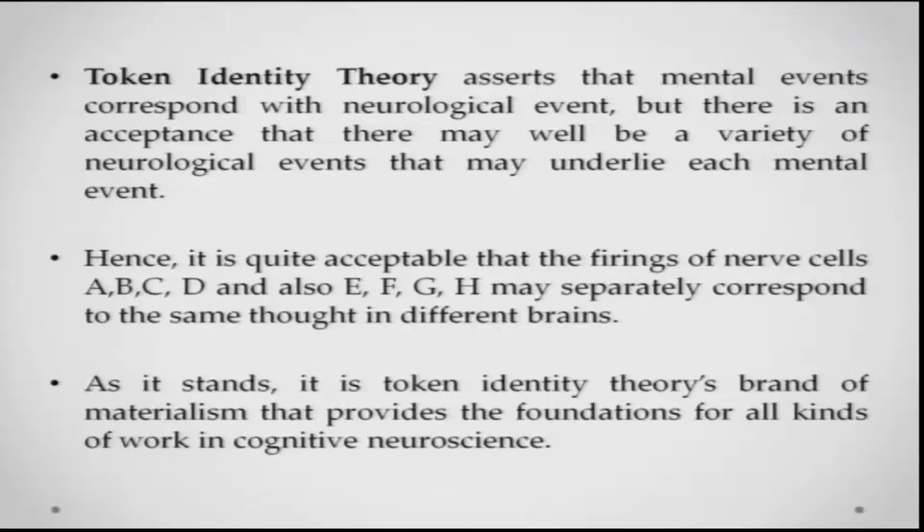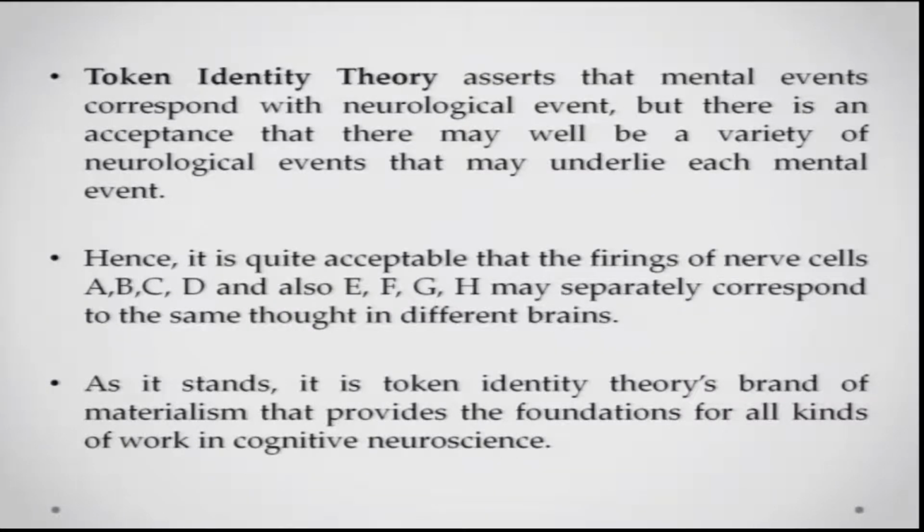From this problem comes another version of this identity theory, which is the token identity theory. What does it say? It says that mental events correspond to neurological events, but there is an acceptance that there may be a variety of neurological events that may lead to the same kind of mental event.